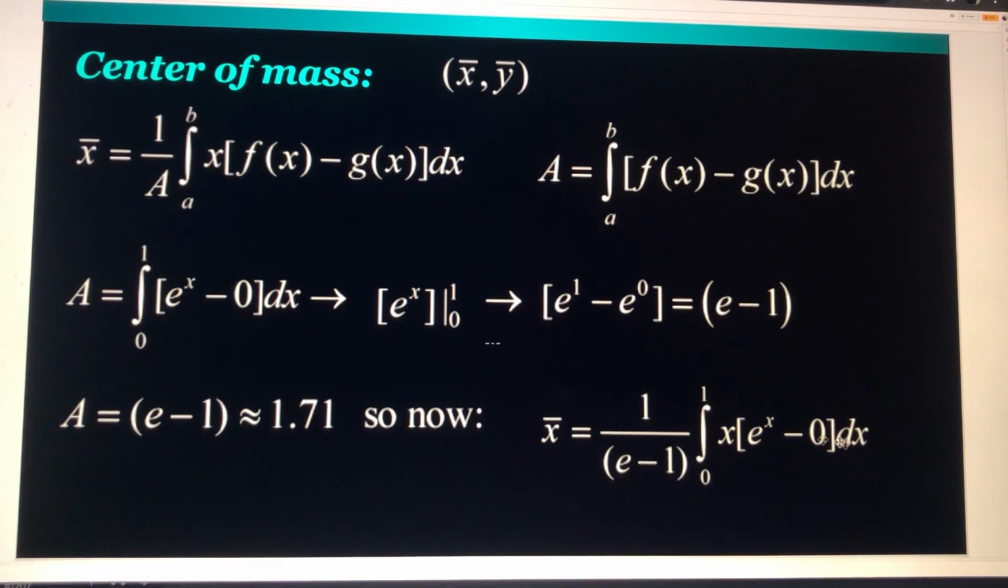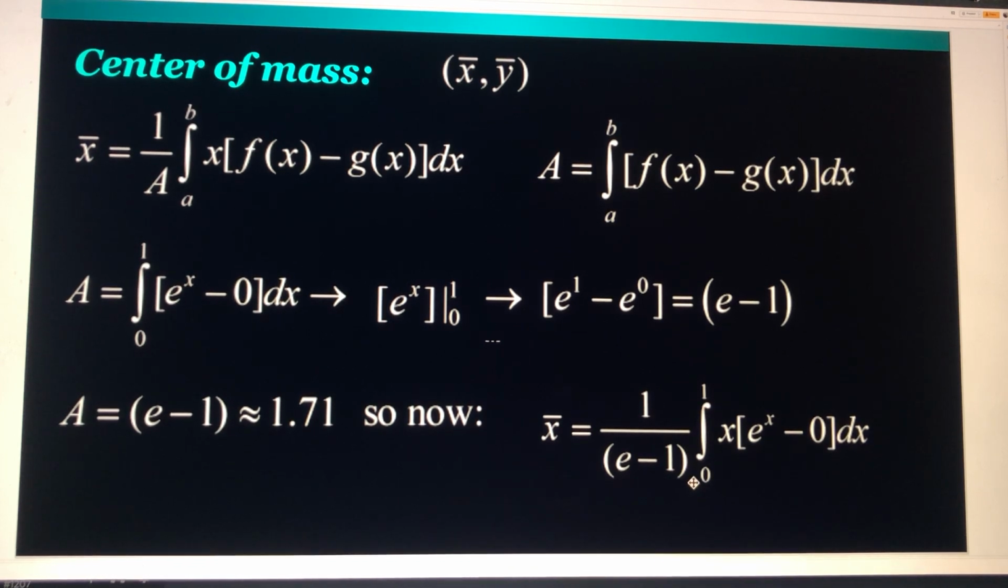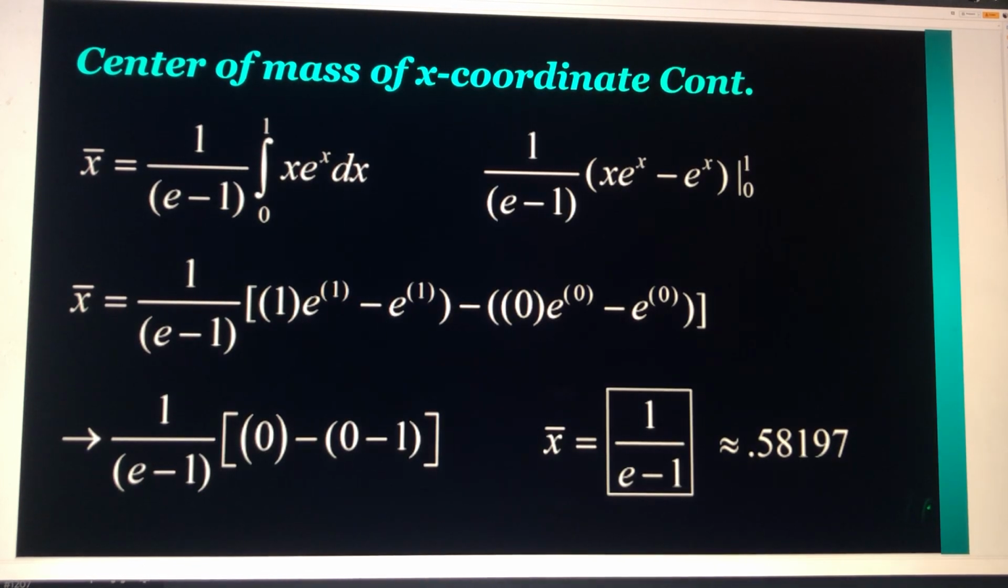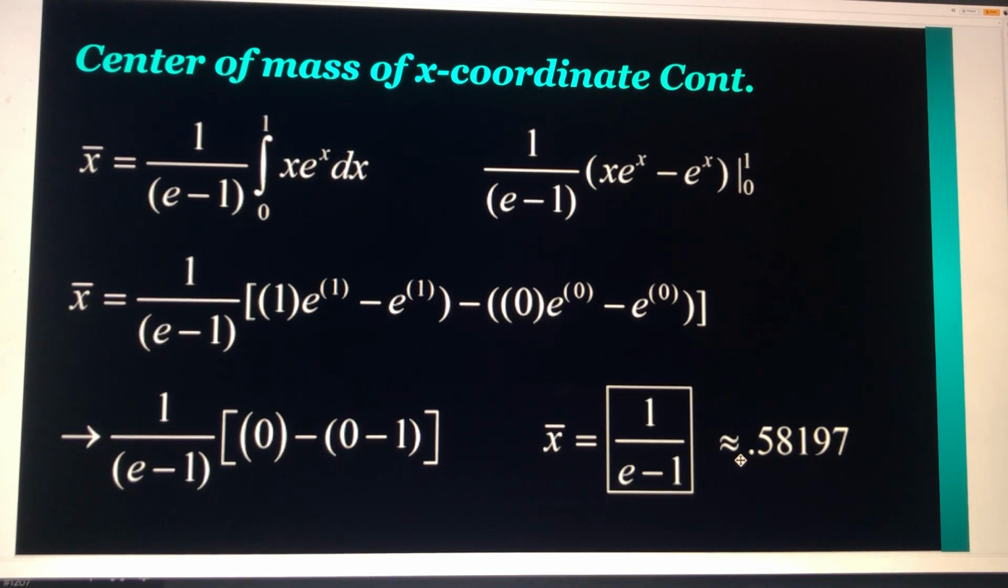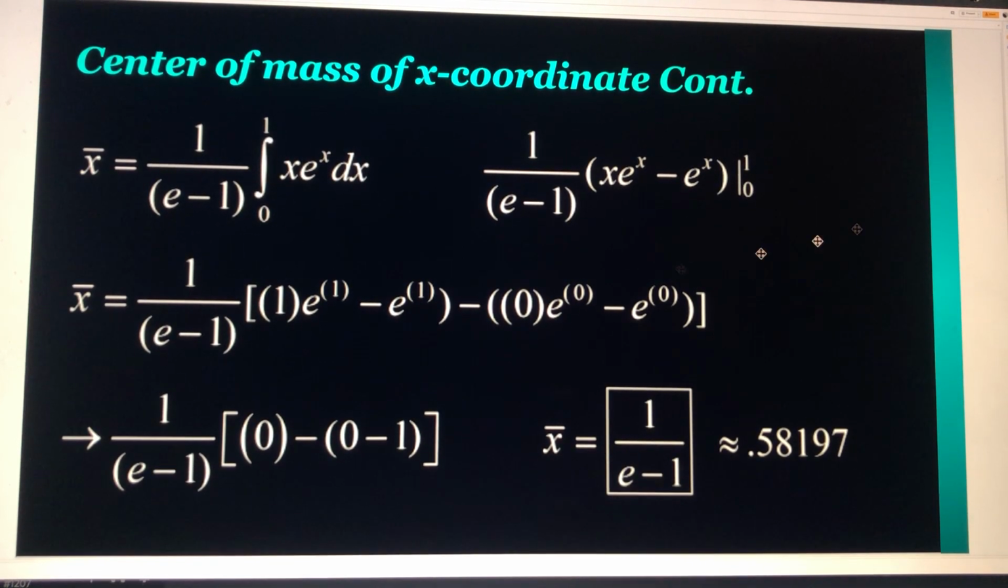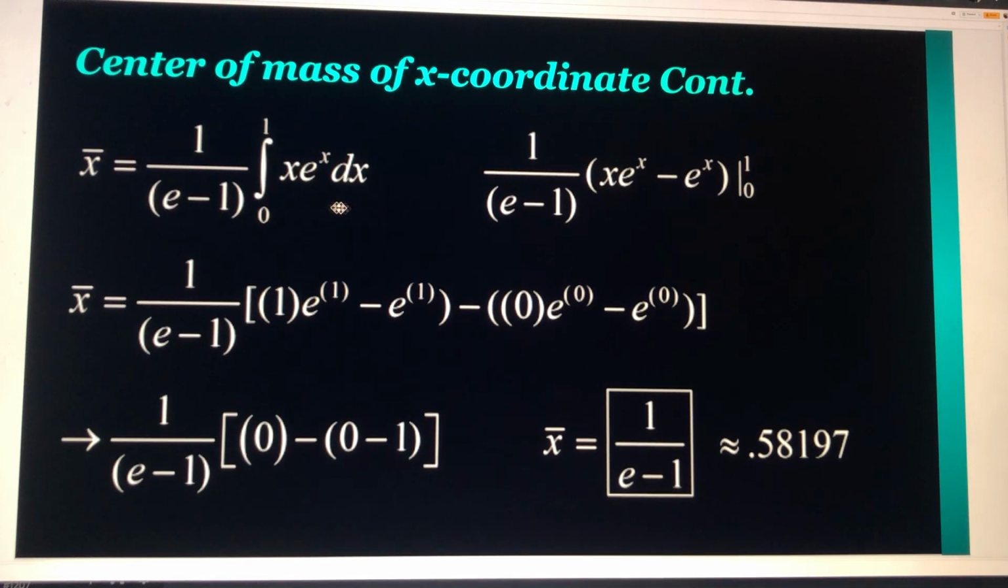So right here, we plug it in, and now we're going to get the integral, limits of integration 0 to 1, x e to the x dx. And now this all solves to 1 over e minus 1 right here. So 0.58197, and this is the x coordinate that we're going to need to find the centroid.